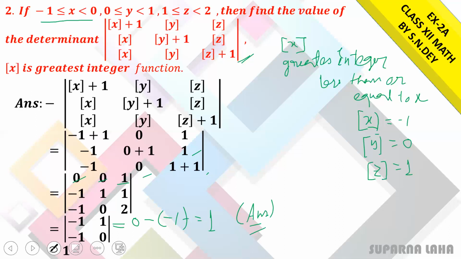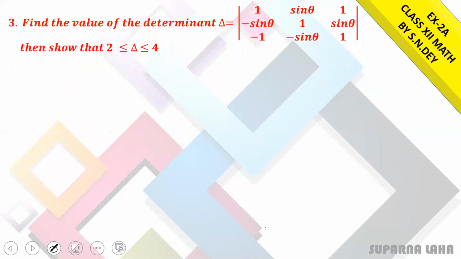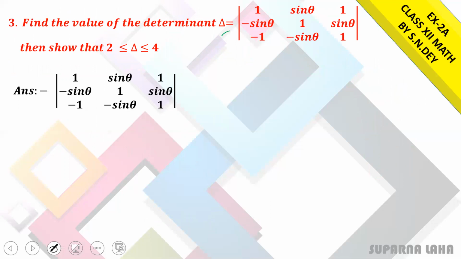Okay, so moving to question number 3. Find the value of this determinant and show that 2 is less than or equal to the determinant value, which is less than or equal to 4. So delta, the determinant, is given. Let's find this determinant value: 1, sin theta, 1; minus sin theta, 1, sin theta; minus 1, minus sin theta, 1.